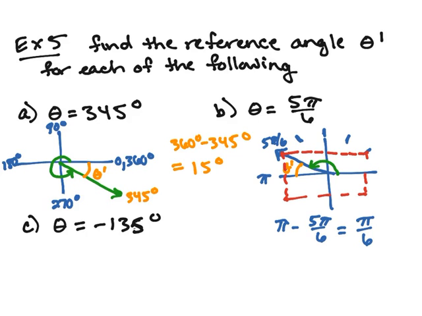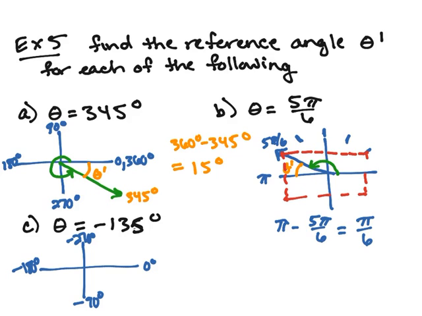Okay, this one's supposed to be negative 135. So we're going backwards, or clockwise. So I'm going to write my angles as negatives on my quadrangles. Okay, so here we're at 0. Here, this would be negative 90. That would be negative 180. That would be negative 270. And we're at negative 135.